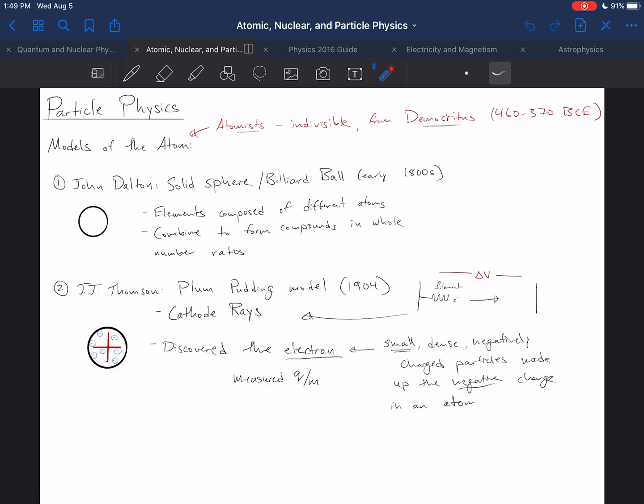And those are the first two models of the atom that we'll cover. In the next video, we will spend a lot of time unpacking the next step to our modern understanding of the atom.